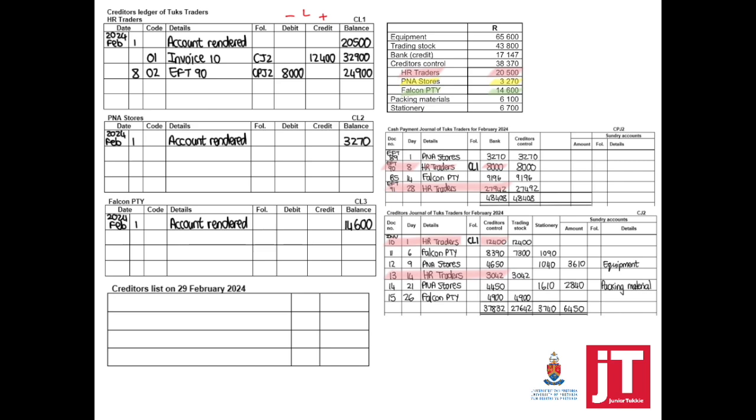Very important, after each transaction, we've shown that we've taken it to the creditors ledger. We've posted to the individual's account. Then on day 14, from the creditors journal, invoice number 13, the amount 3,042, the outstanding balance, take 24,900 plus 3,042. In your creditors journal, indicate that you've posted it to the individual's account.